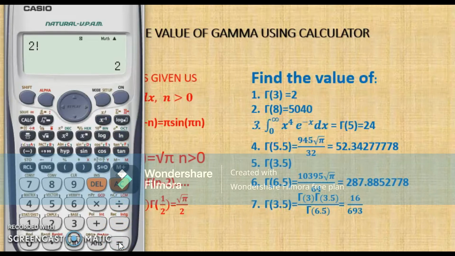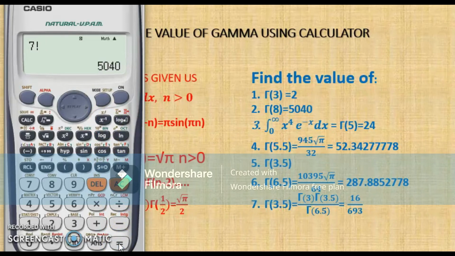And also, the second question is gamma of 8. Gamma of 8 is also expressed as 7 plus 1, so therefore my n is 7. And so I type in my calculator 7, shift, x to the power negative 1, then equals, and that will give me the answer correctly.